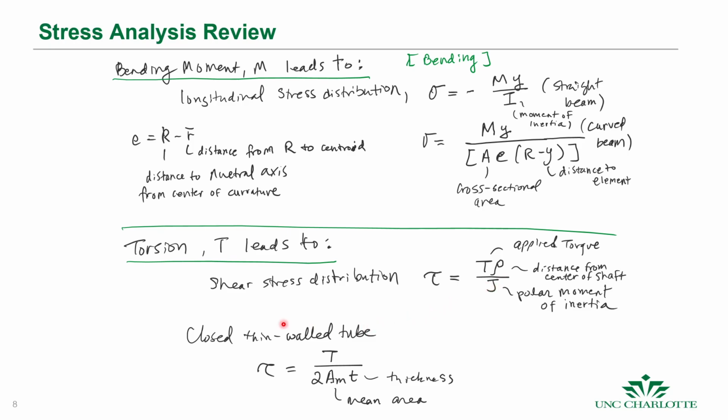If we have closed thin-wall tubes, we get this simplified expression here, and these equations do show up on your FE exam, and if you're interested in going through to get your PE, the FE is the first step, and these are all things you have to remember. So the shear stress we could find for a thin-walled tube, or a uniform cross-sectional tube, using these equations.